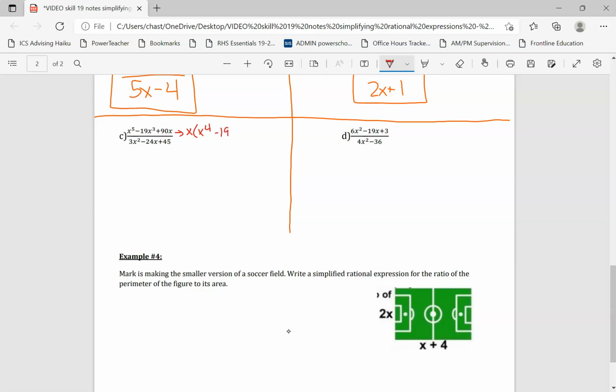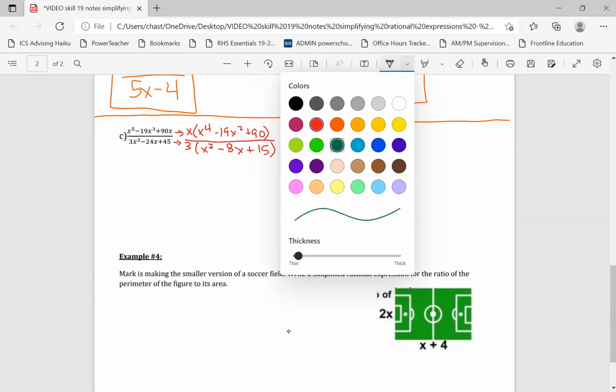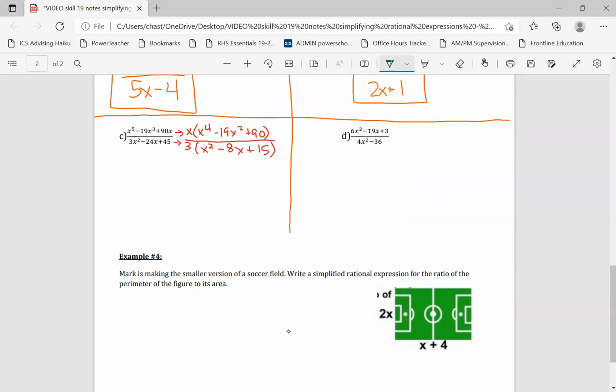fourth minus 19x squared plus 90. In the denominator, I can factor out a 3, which will give me x squared minus 8x plus 15. Now that I have that in the numerator, I'm going to factor using my ACB tree. So we're looking for two numbers that multiply to 90 and add to negative 19. So that'll be negative 10 and negative 9.